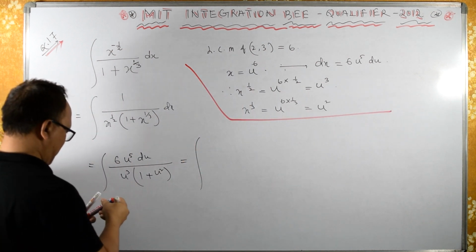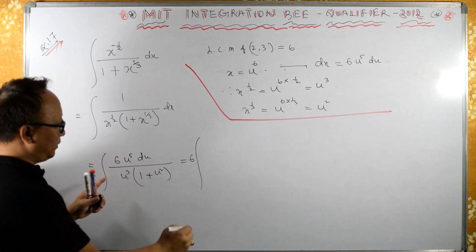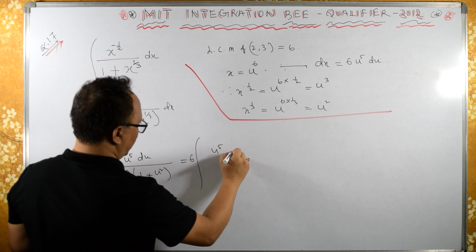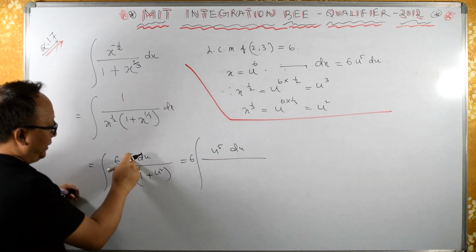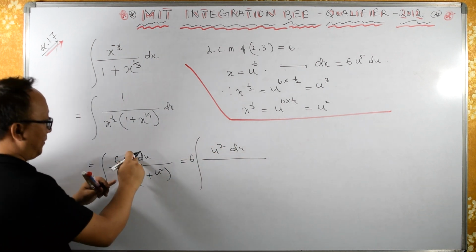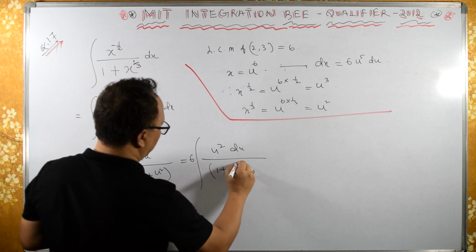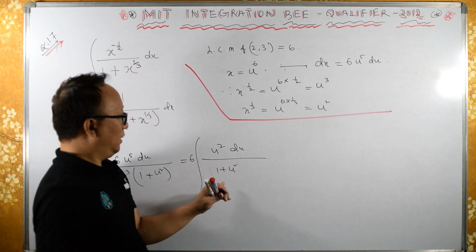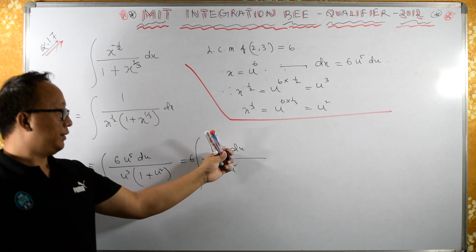So 6 I can take outside since it is constant. So u raised to 5 du upon, here we have u cube, here we have u to the 5. So this becomes u square, since 5 minus 3 is 2. In the denominator we have 1 plus u square, and in the numerator we have u square.